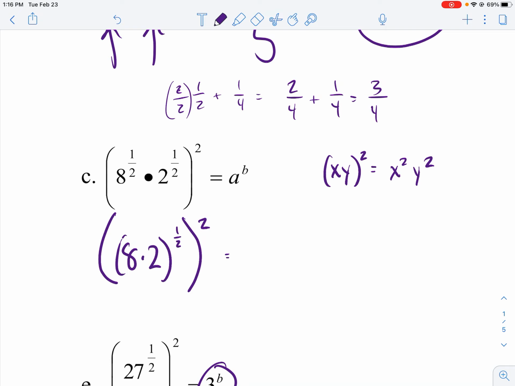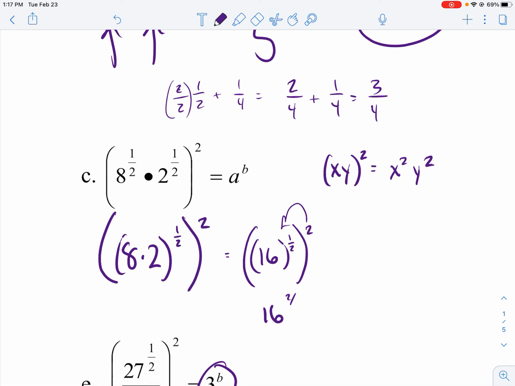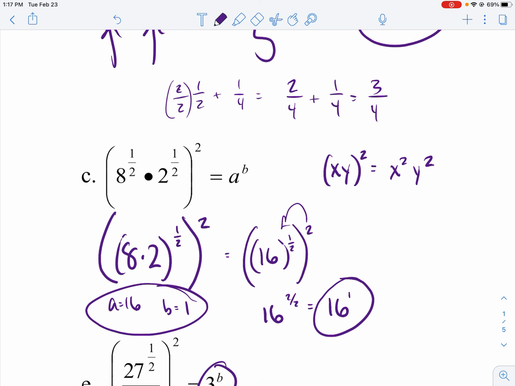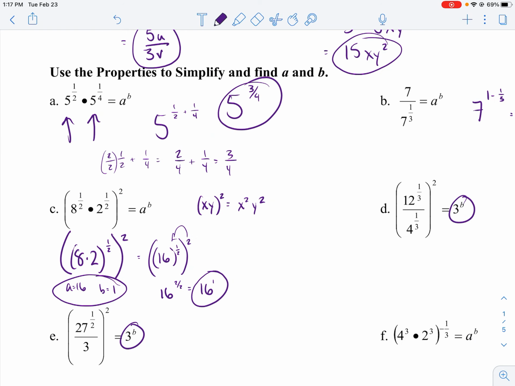Now 8 times 2, well, that is 16 raised to the 1/2 power, with the 2 on the outside. Again, there are a couple ways you could think about this. Multiply that 2, I distribute that 2 inside the parentheses. So I get 16 to the 2/2 power, which is just 16 to the first power. So A is 16, B is 1.